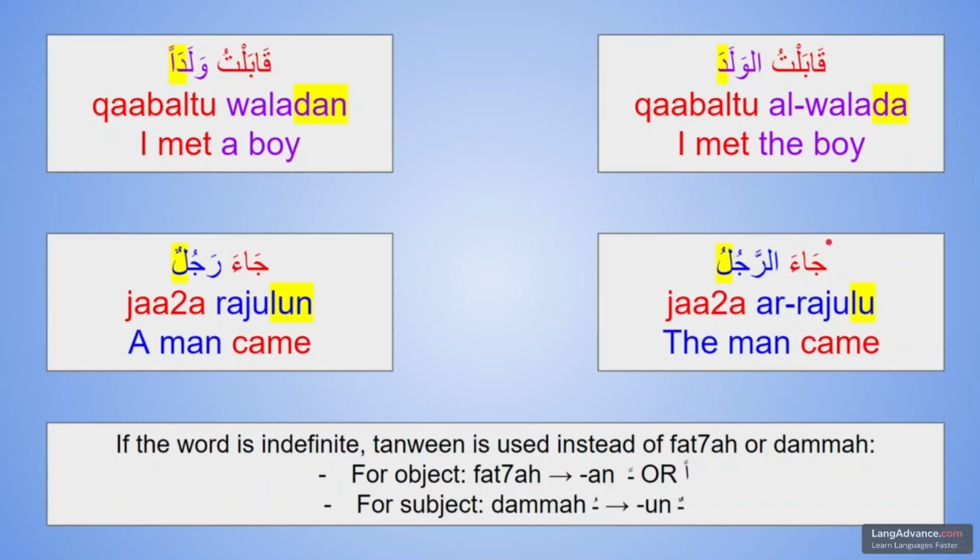And then you have something like جاء الرجل. It means the man came. So here الرجل is the subject, so it has the U sound at the end. But if you want to say a man came, it would be جاء رجل. So you have the un sound with the tanween, indicating that this is an indefinite noun in the subject position.